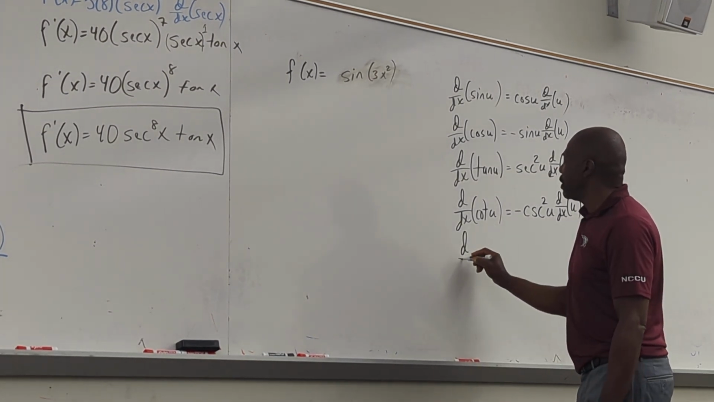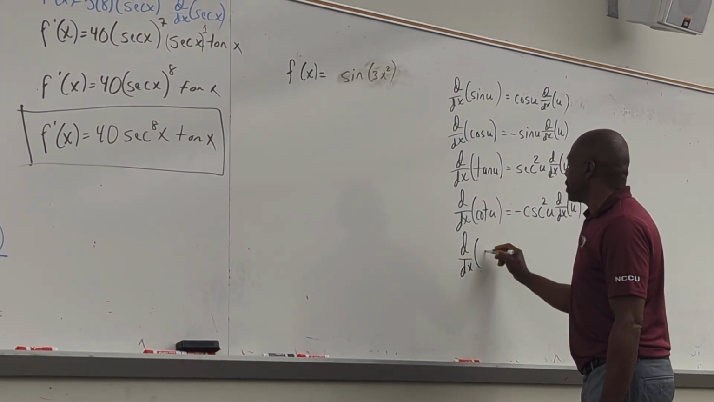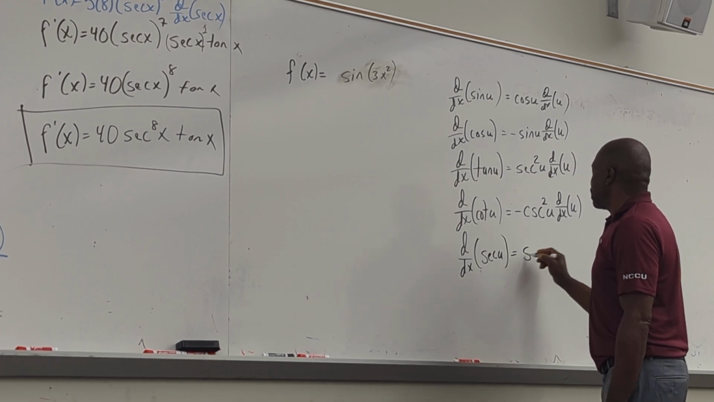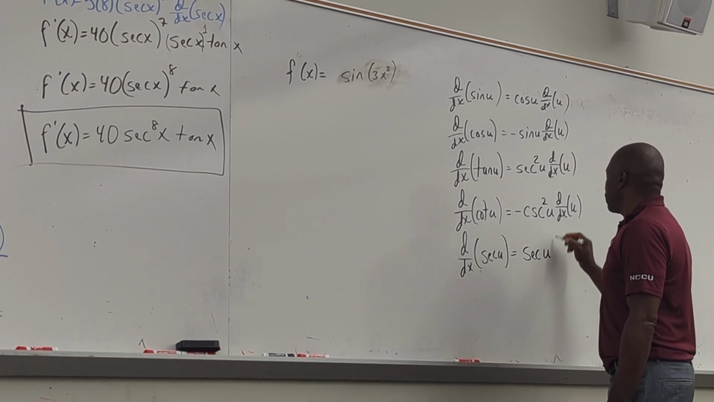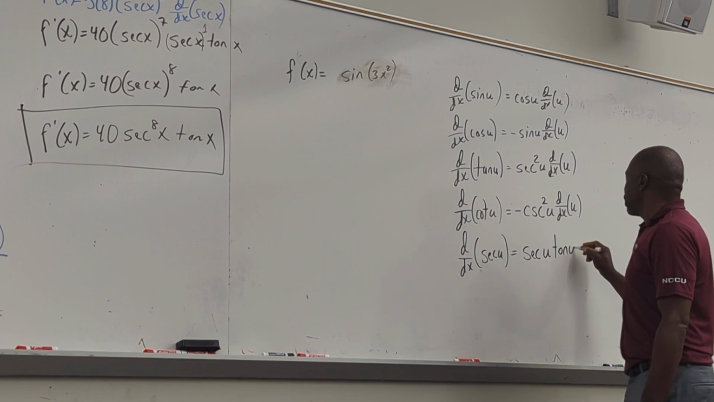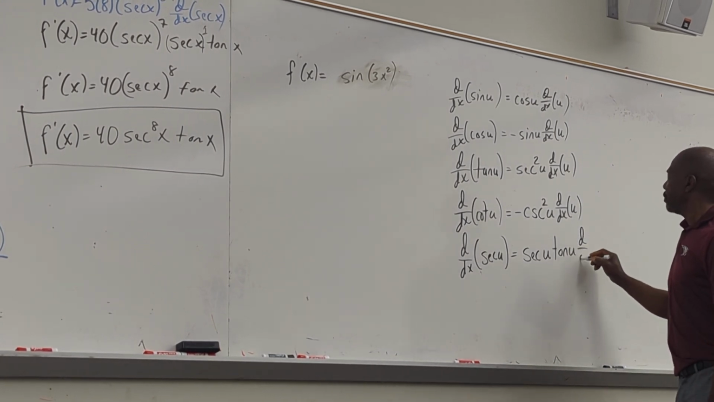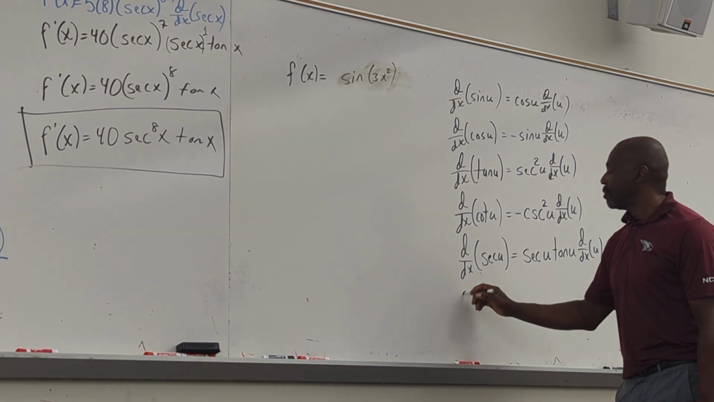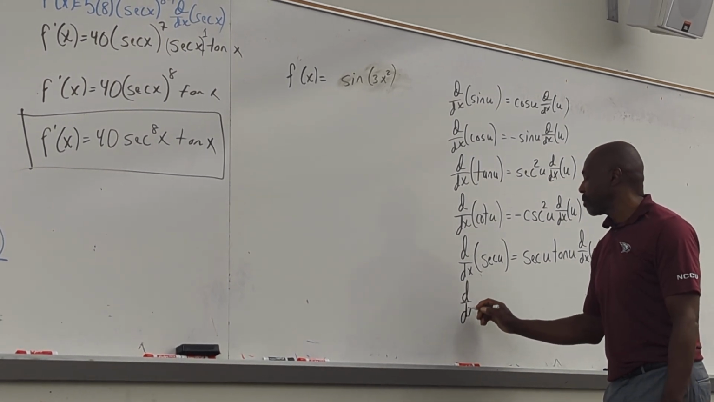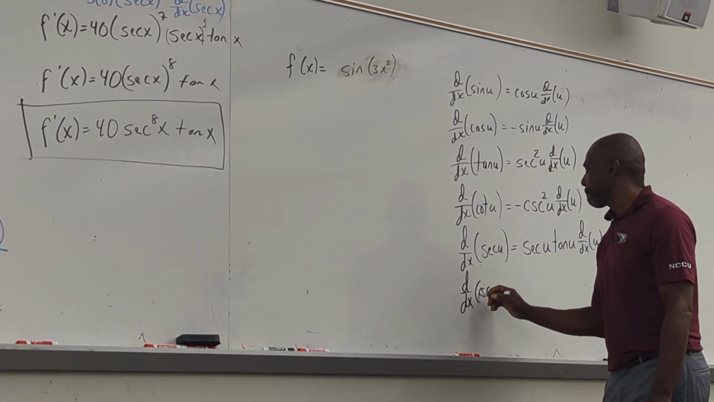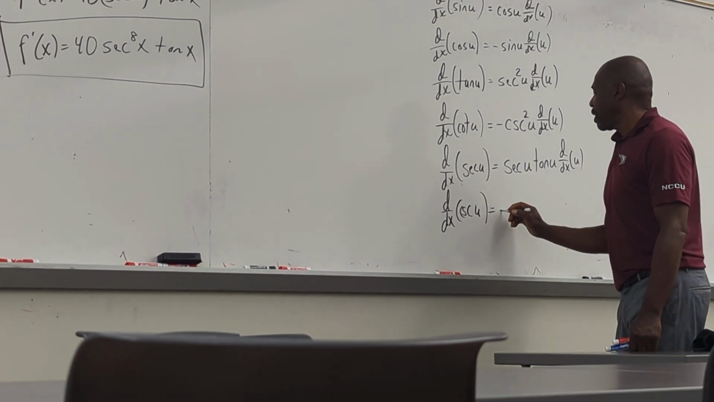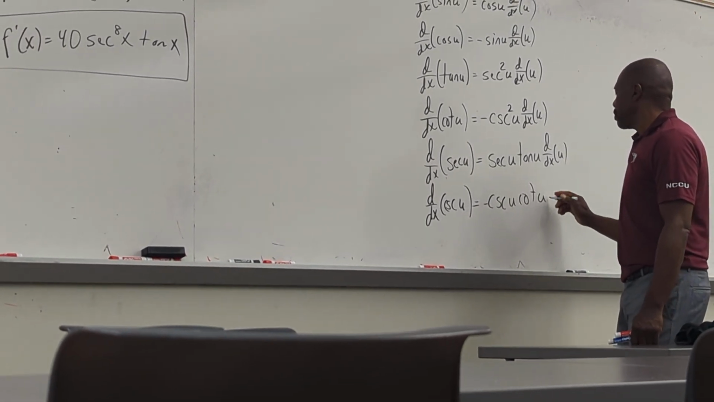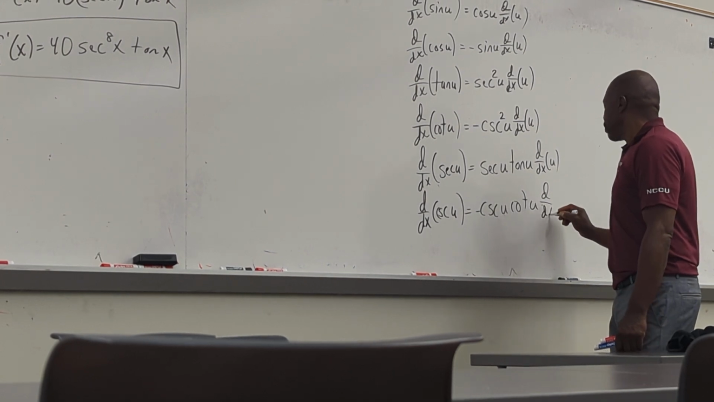And the derivative of secant u will be secant u tangent u times the derivative of u. And the derivative of cosecant u will be negative cosecant u cotangent u times the derivative of u.